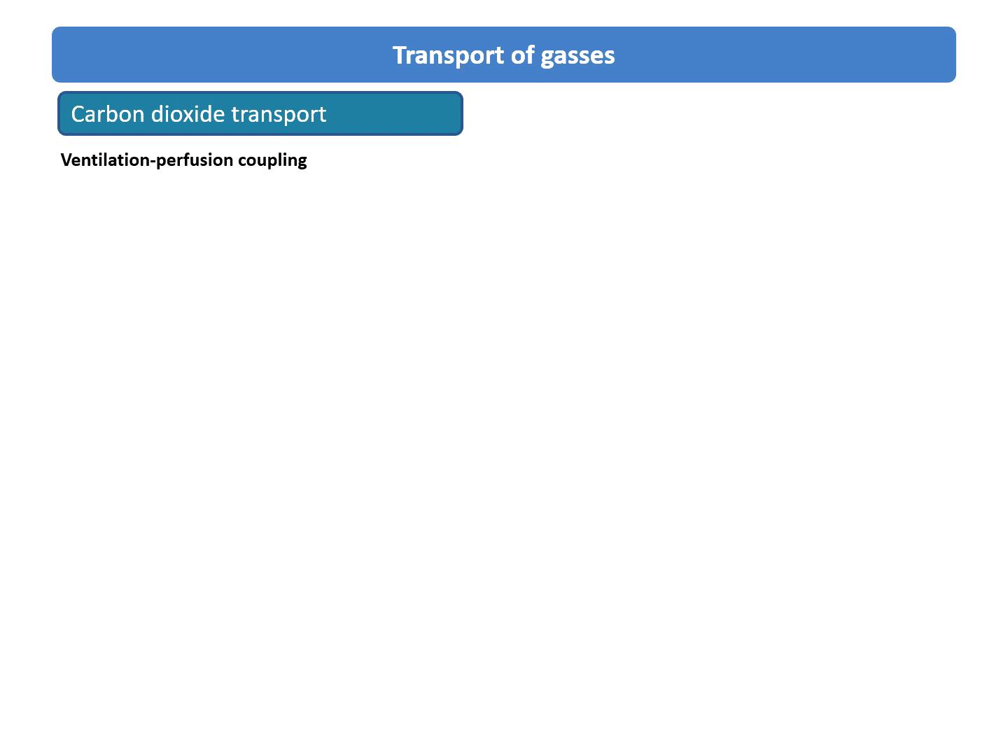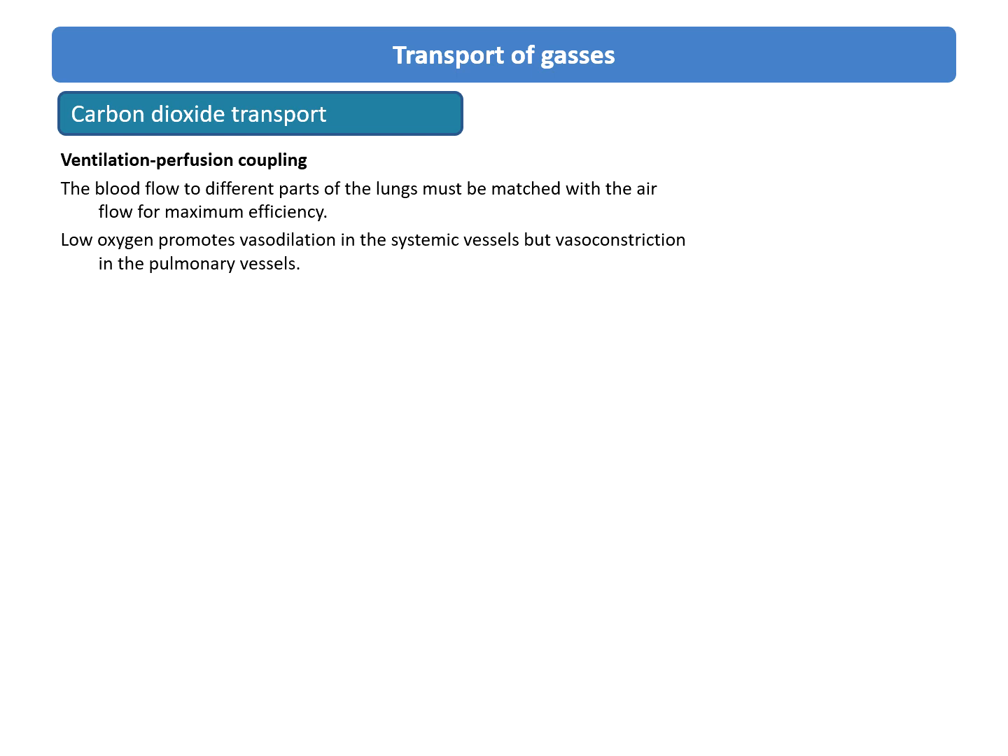Let's look at something called ventilation-perfusion coupling. The blood flow to different parts of the lungs must be matched with the airflow for maximum efficiency. Low oxygen promotes vasodilation in the systemic vessels, but vasoconstriction in the pulmonary vessels. Low oxygen promotes constriction of the bronchioles. The opposite condition in our discussion will be in red.